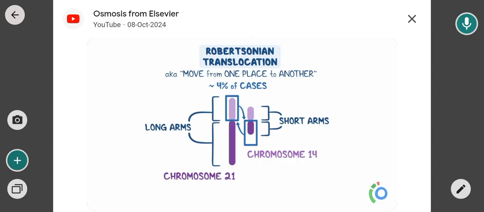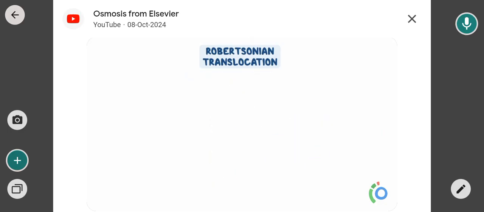This little guy with the short arms carries just a little bit of usually non-essential genetic information and is typically lost by the end of meiosis. So there are a few ways this can go down.